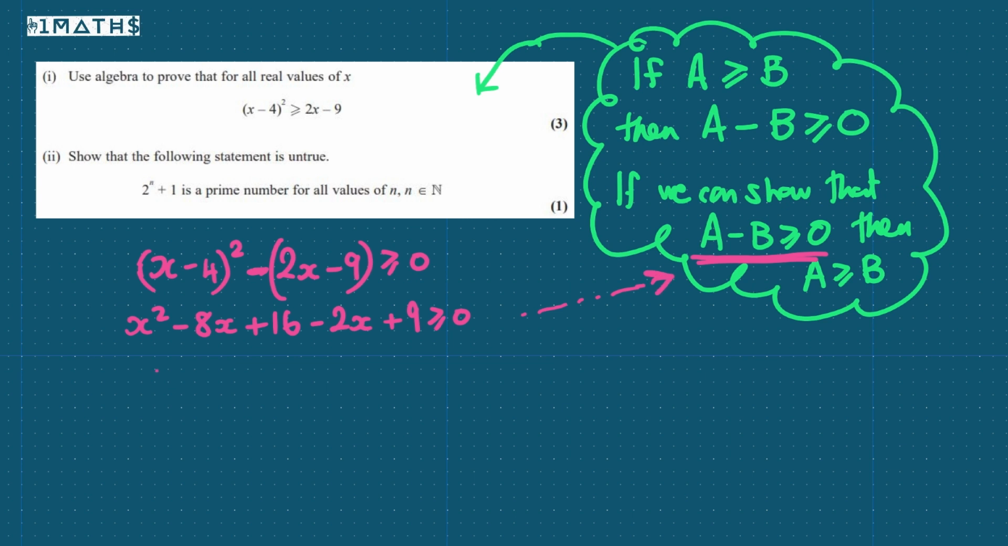So I'm going to simplify this and I get x squared minus 10x plus 25 greater or equal to 0. And hopefully you can recognize that I could factorize this and it becomes x minus 5 all squared greater or equal to 0. Now you know that a square number is always going to be greater or equal to 0. So we have proved here A minus B is always greater or equal to 0. We've just proved that by ending up with x minus 5 all squared. Therefore, we know our initial statement is true.